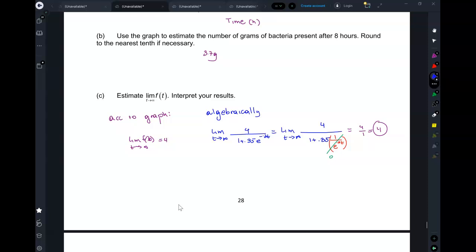Okay. So, interpret your results. So what was this? Bacteria in a dish are growing according to this function. And then this is the limit as t approaches infinity. So can somebody raise your hand and tell me, what does this mean? That the limit as t approaches infinity is 4 of this. Yeah.